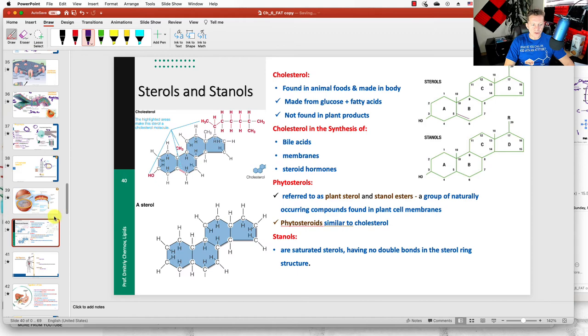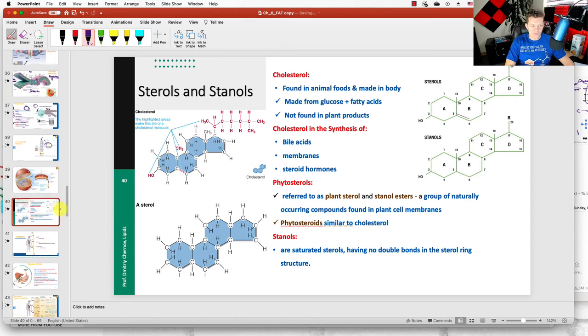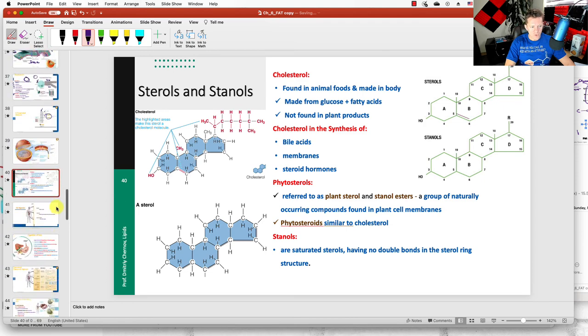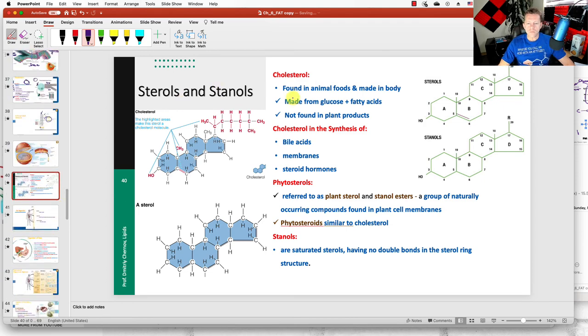So let's look at sterols and stanols. This is very interesting. We have a few more, about 20, slides to go. Sterols and stanols. Cholesterol is found in animal foods and made in the body. That's what is more dangerous, when it's made in the body, made from glucose and fatty acids. That's interesting. When you're consuming a lot of processed foods with glucose, it's like more supply to make more cholesterol. Your liver wants to use this glucose, convert it into cholesterol, and then throw this cholesterol out of the liver, and wherever that cholesterol goes, your liver doesn't really care.